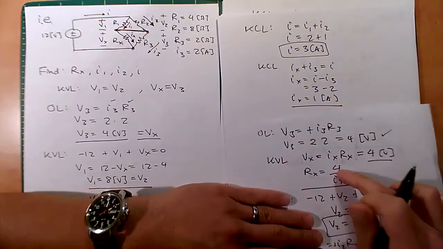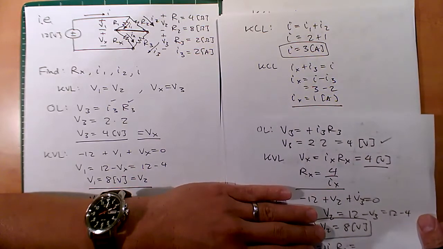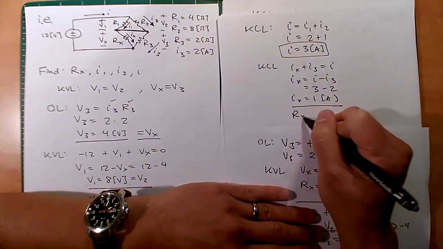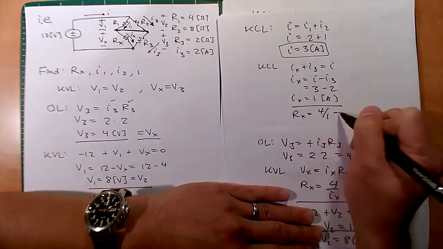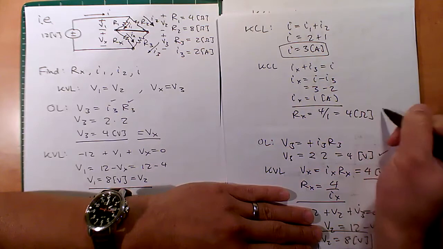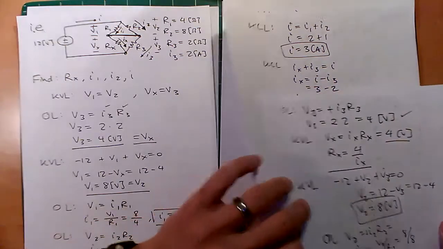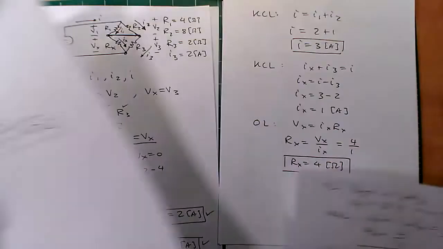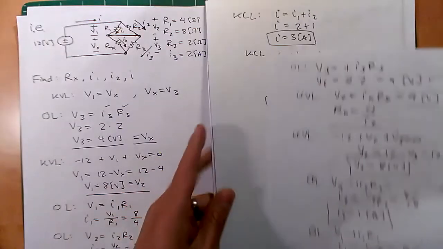And finally, we come back to our original Ohm's law equation here, and I can say that Rx is equal to 4 over 1, which equals 4 ohms. And that should do it. Does that match my solution? It sure does. So that's nice.